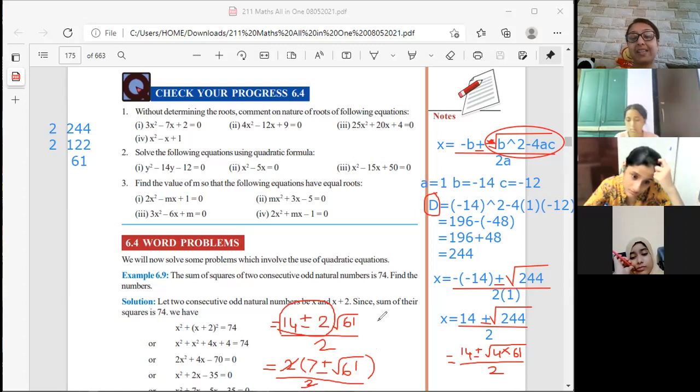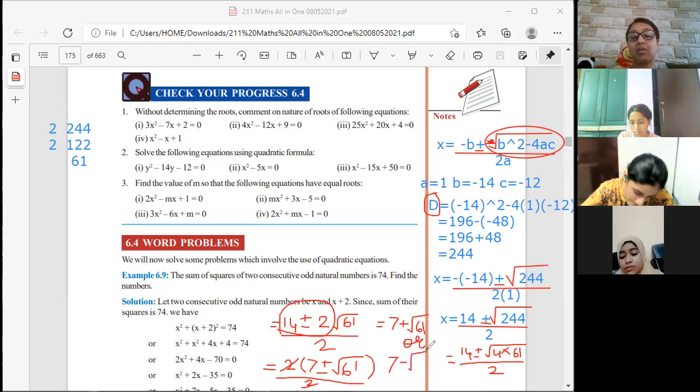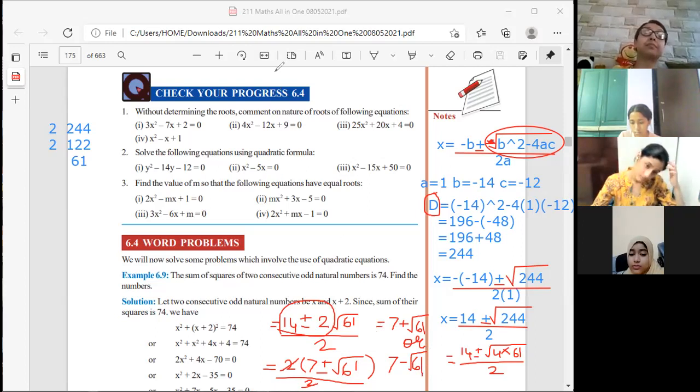So now my x is equal to either 7 plus root 61 or 7 minus root 61. That plus minus which I was writing together, now while writing the answer, I'm putting it differently. One root is plus, the other root is minus. And this is going to be your answer. Understood?